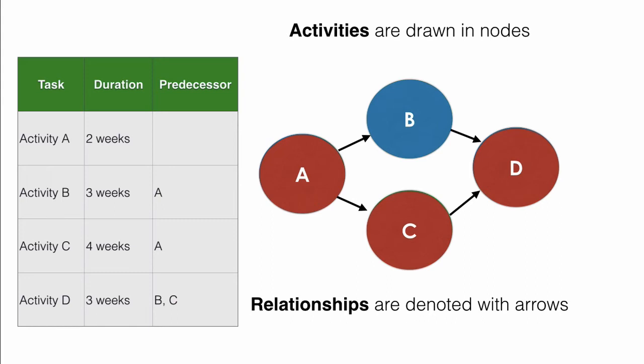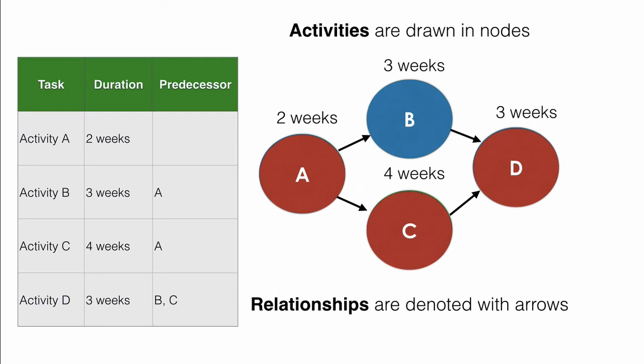By putting the durations of each activity onto the network, we can see that the 2 paths have durations of 8 weeks and 9 weeks. The longest path determines the duration of the project. It's called the critical path.